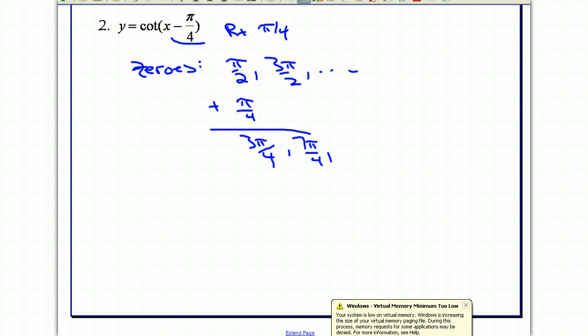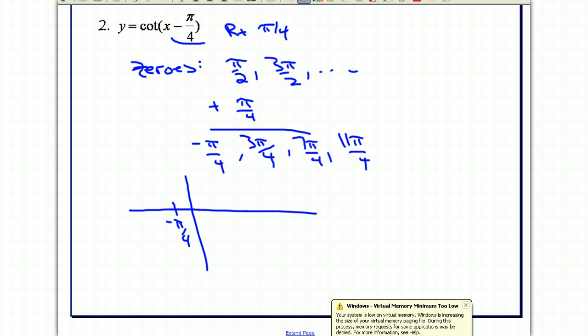I can keep doing this, or I can see a pattern. It's going to be an 11 pi fourths. And going the other way would be a negative pi fourths. So I can sketch this graph out. It's going to be a cotangent graph. My zeros are at negative pi fourths, 3 pi fourths, 7 pi fourths. Those will be my zeros.